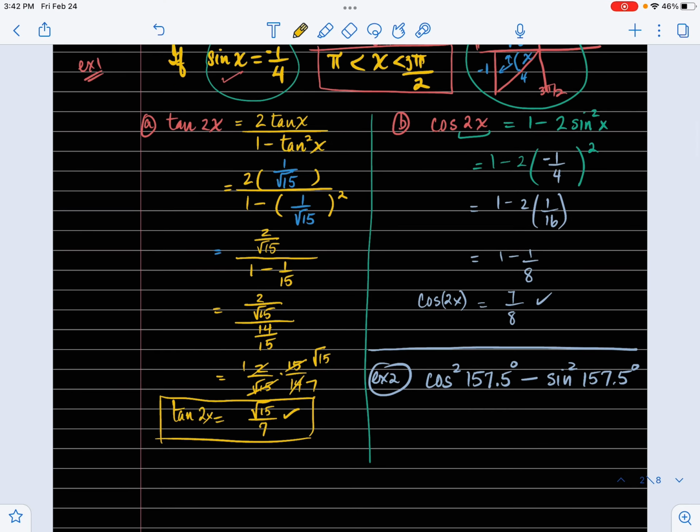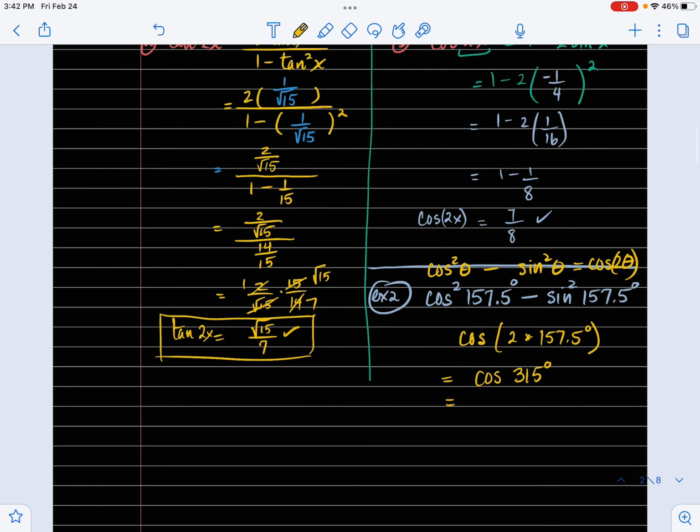Well, it almost looks like we can't find that value, but if you look carefully, this resembles the formula cosine squared theta minus sine squared theta. Theta is the same, so I can use that. And that equals the formula for cosine 2 theta, which means I can compress it to cosine 2 of theta, which in this case is 157.5 degrees. When you actually double that angle, it turns out to be 315.